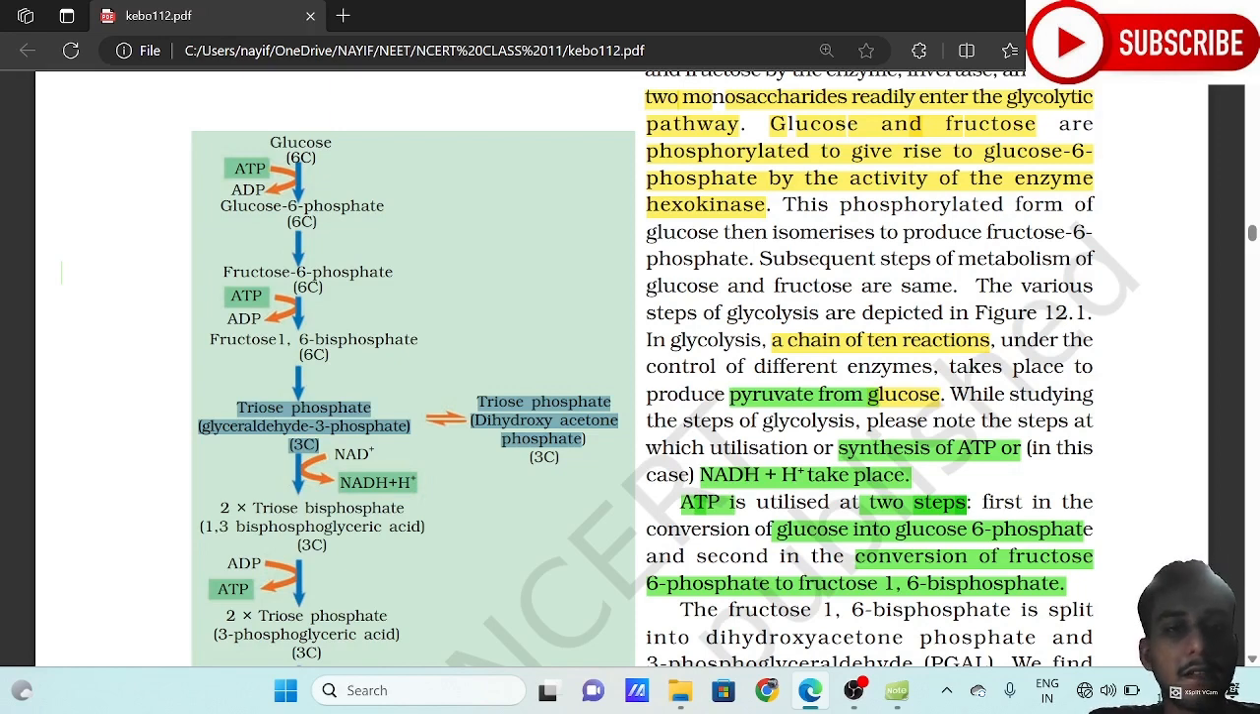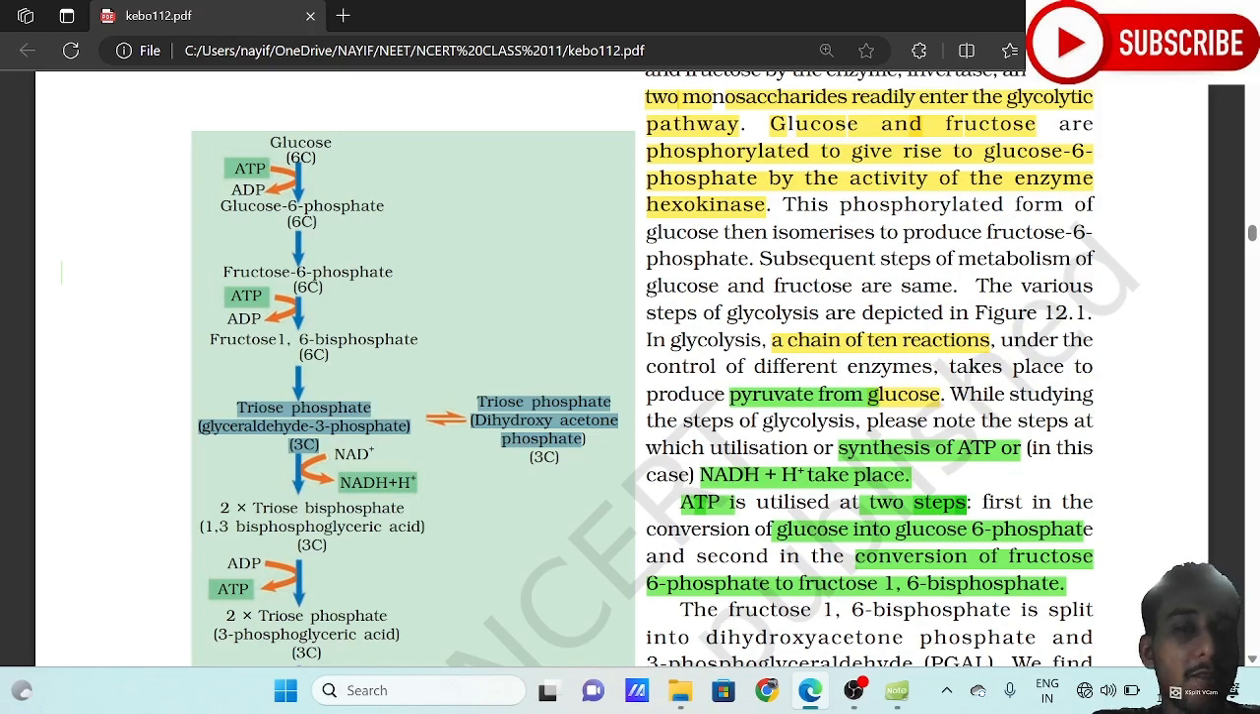Don't worry, we will deal with this very deeply with structures in the next part: what is the fate of pyruvic acid or pyruvate in the presence and absence of oxygen. So in human beings, if it occurs in the absence of oxygen, the pyruvate will form lactic acid.